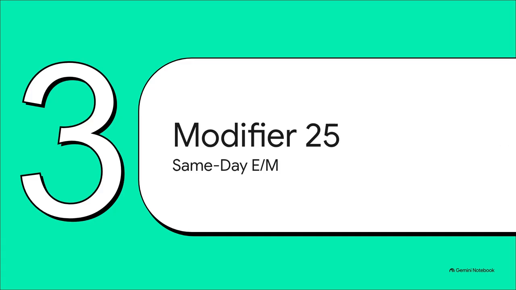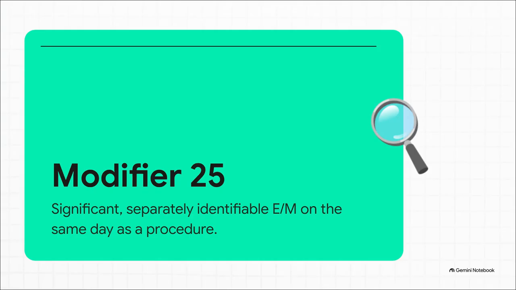Next up, Section 3, Modifier 25, Same-Day E&M. All right, let's pivot to evaluating a patient on the exact same calendar day as a procedure. Modifier 25 is incredibly common, but honestly, it is also highly, highly scrutinized by auditors. You need to use it when your E&M service represents a significant, separately identifiable visit that goes way above and beyond the standard preoperative and postoperative work that's normally included with a minor or major procedure.